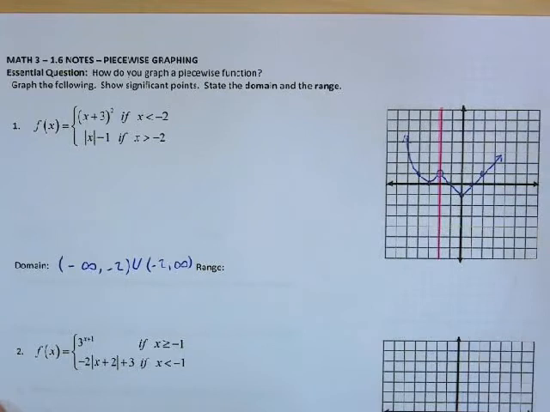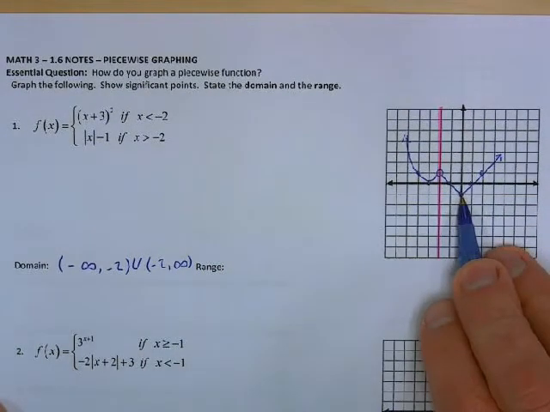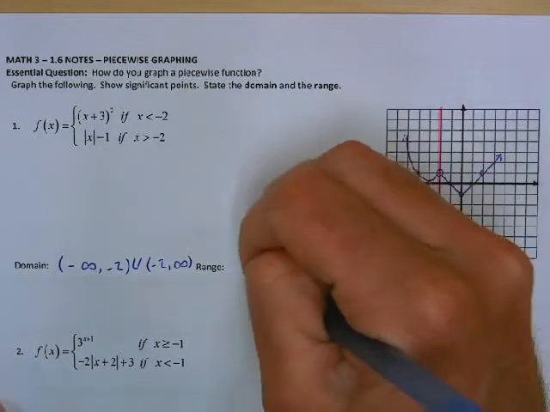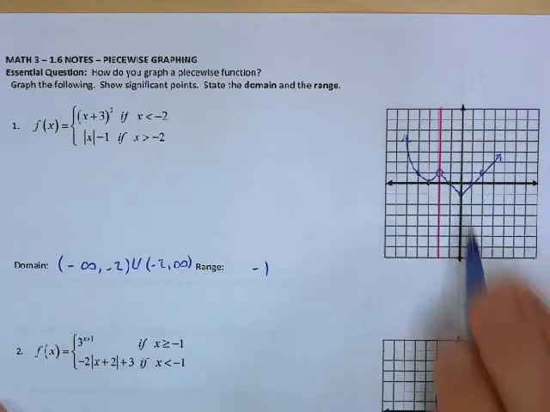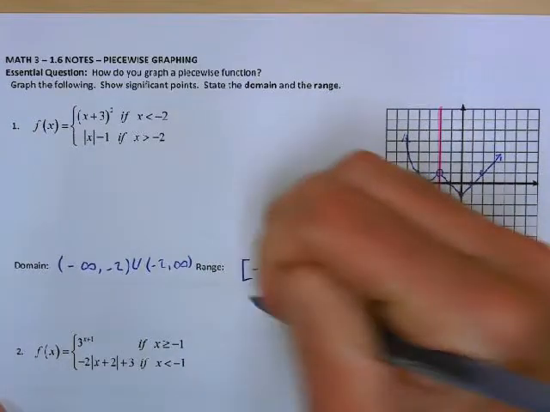What is my range? What can my y values be? What's the lowest point on my graph? Well, that would be right here at y equals -1. And then, yeah, y can actually equal -1. That vertex is part of my graph. So then brackets around the -1.